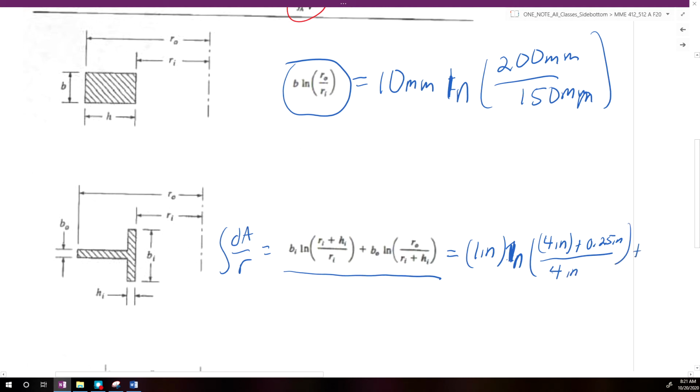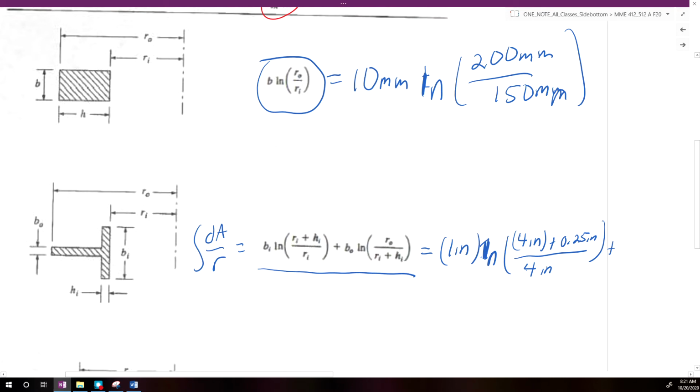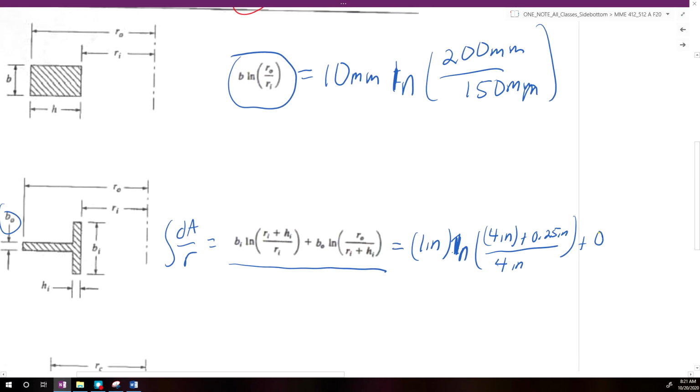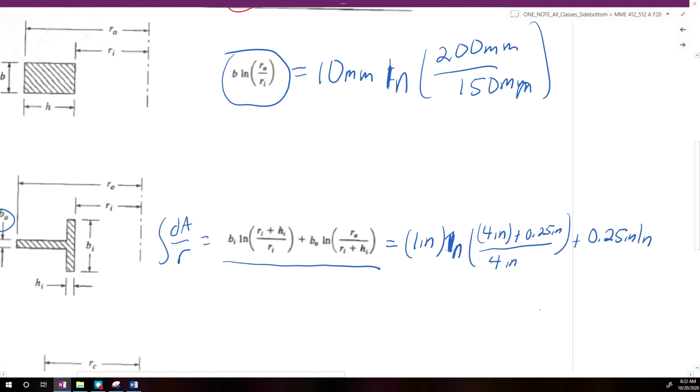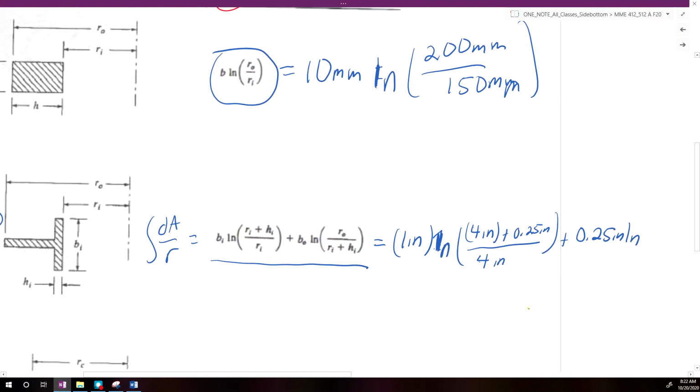And then the second part of our problem is we need to use the thickness of the second part of our section, which is equal to a quarter inch. And multiply that by the natural log of our outer radius, which was equal to 4 plus 1.5 inches, or 5.5 inches. And then we divide that by the inner radius plus hi. So our inner radius was 4 inches, and hi is a quarter inch.